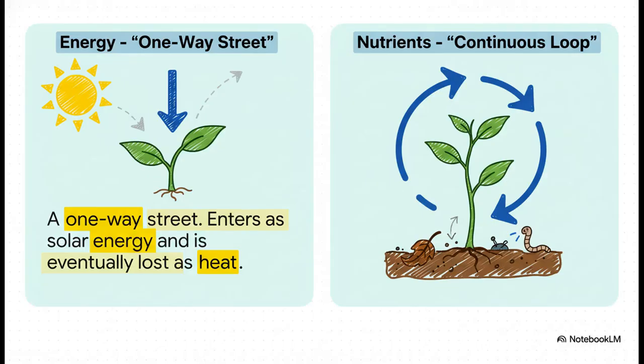And the difference between energy and nutrients is critical. Energy is a one-way street. It comes into the system as sunlight, it gets passed between organisms, and eventually it's just lost as metabolic heat. It does not get recycled. Nutrients, on the other hand, are on a continuous loop. The physical stuff, carbon, nitrogen, phosphorus, is constantly being cycled from the environment into organisms and then back to the environment again.